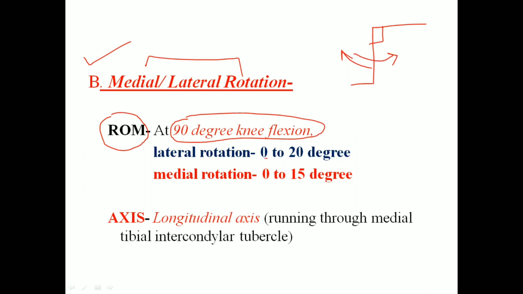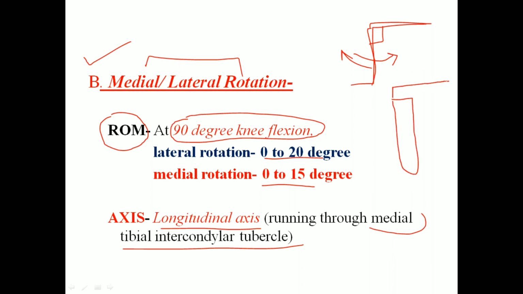So lateral rotation is 0 to 20 degrees and medial is 0 to 15 degrees, and the axis is the longitudinal axis. Now keep in mind, this is important: this axis is longitudinal and it passes through the medial tibial intercondylar tubercle. If you consider here, this is our tibia bone and this is our femur. Let us take another diagram. This is our tibia and here we have the femur. So the axis passes like this, from top to bottom, around which the rotation can take place easily, and this axis passes through the medial tibial intercondylar tubercle.